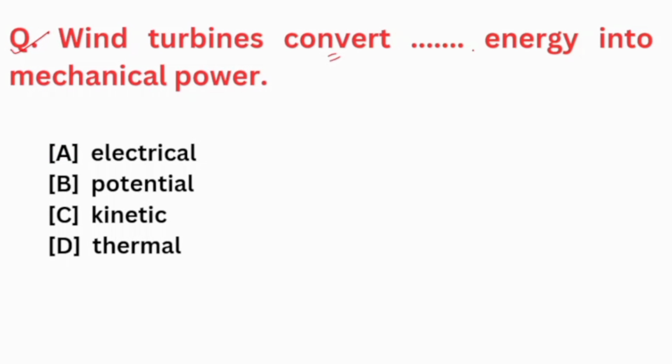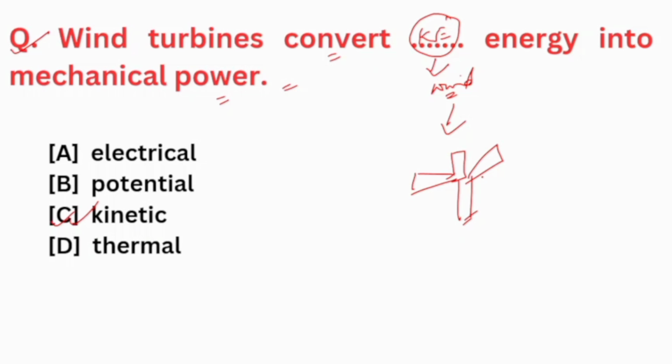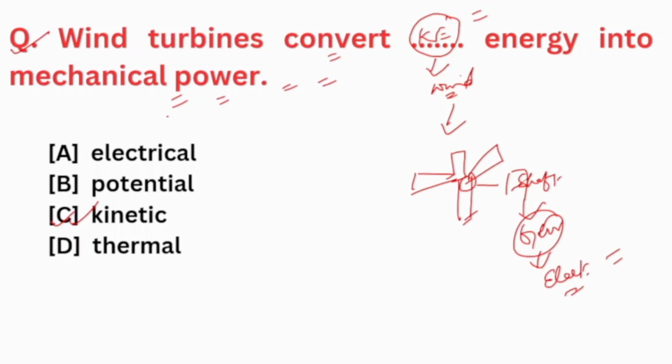Wind turbines convert dash energy into mechanical power. The correct answer is kinetic. Wind turbines convert kinetic energy into mechanical power. Okay, here kinetic energy is basically the energy of the moving wind. And this energy is imparted to the blades of the turbine. Okay, and the blades in turn rotate a shaft. This shaft is connected to a generator which produces electricity. Okay, so wind turbines convert kinetic energy into mechanical power. Okay, let's move on to the next question.